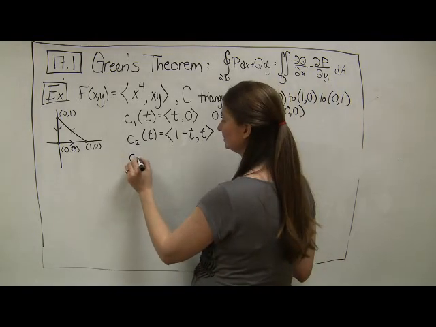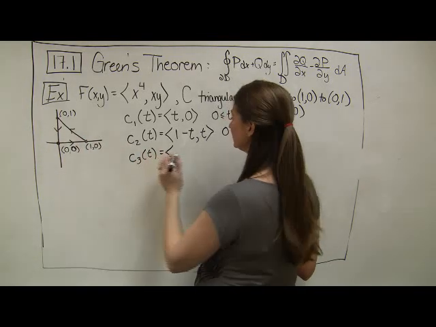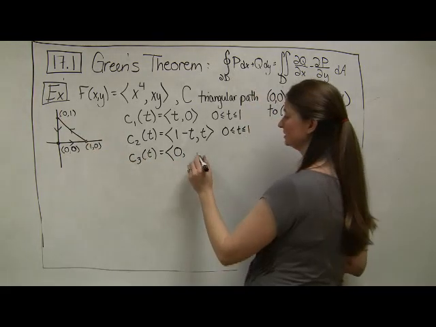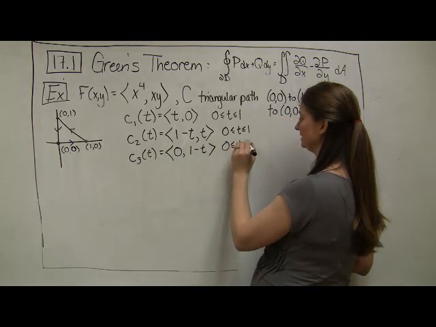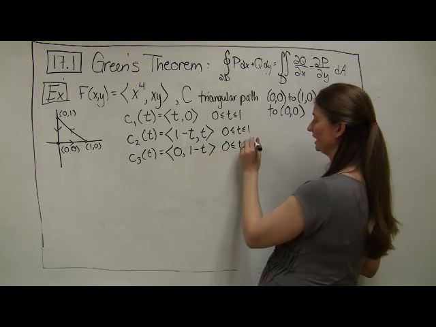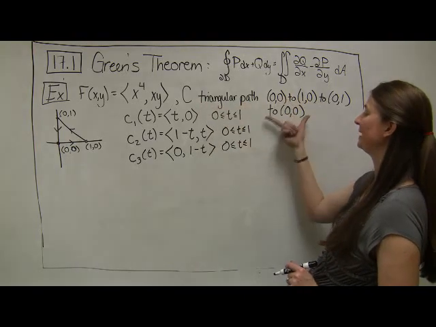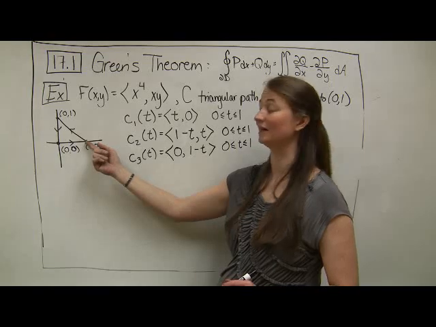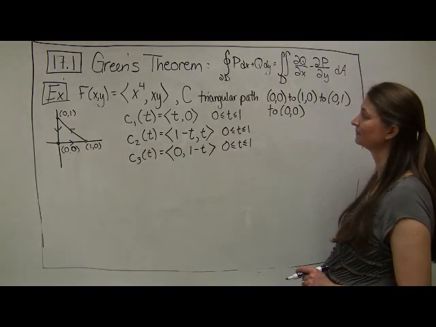And then finally, for my C3 of t, my x coordinates are constantly equal to 0, and my y coordinates go from 1 down to 0. So I can use 1 minus t again, which will make the values go from 1 when I plug in 0 and 0 when I plug in 1. So really that was just setting up the path. That's a little bit of work, but I think it's important for us to review how to set up paths for straight lines. And these are ways to set up paths for straight lines.